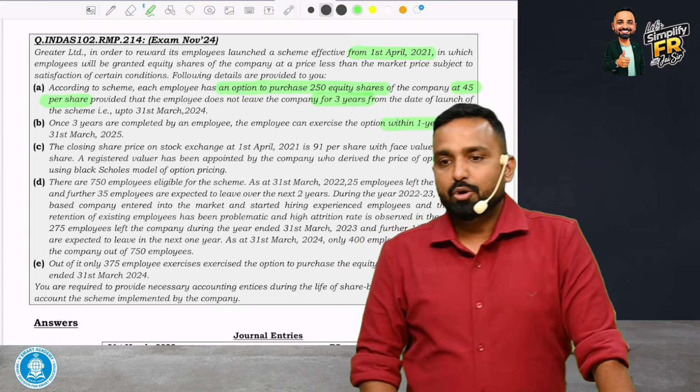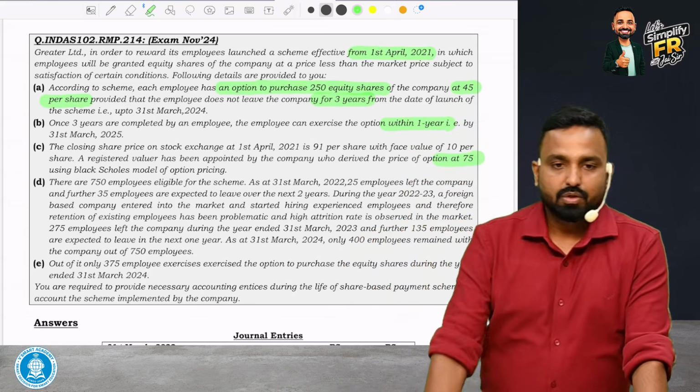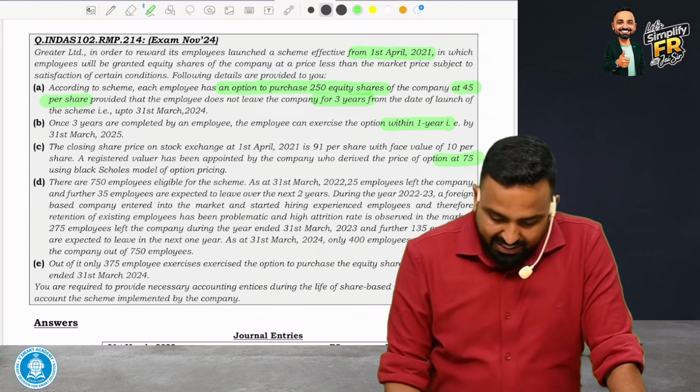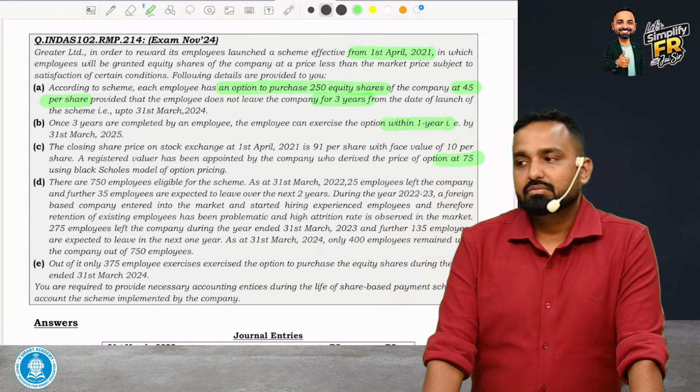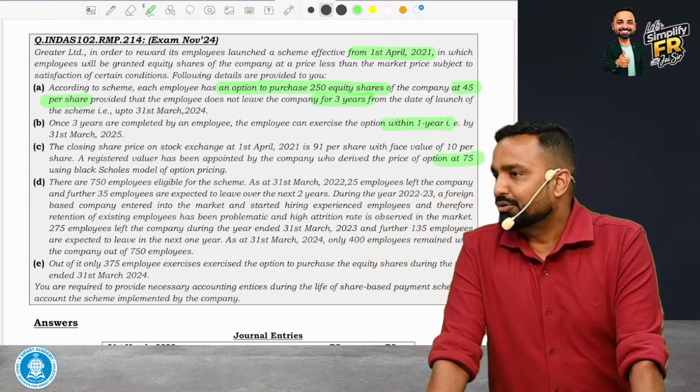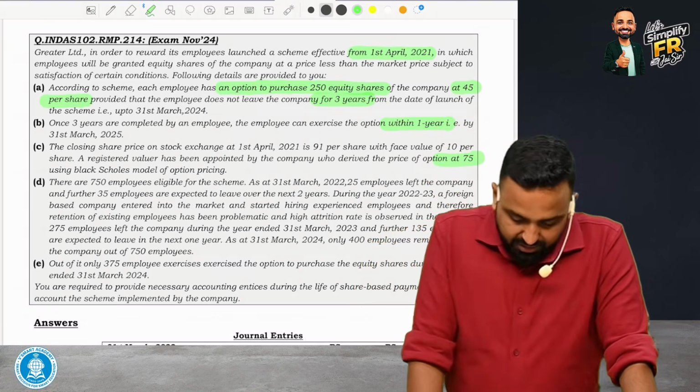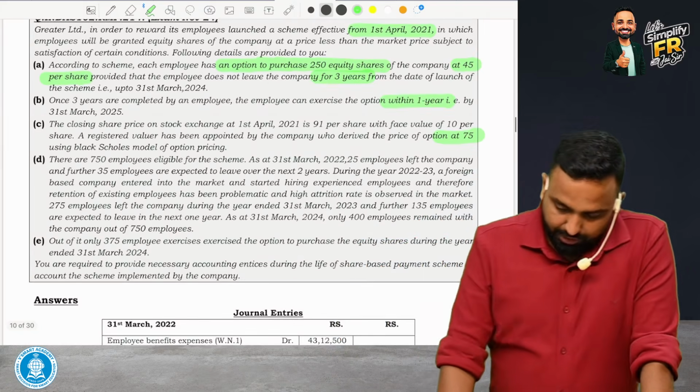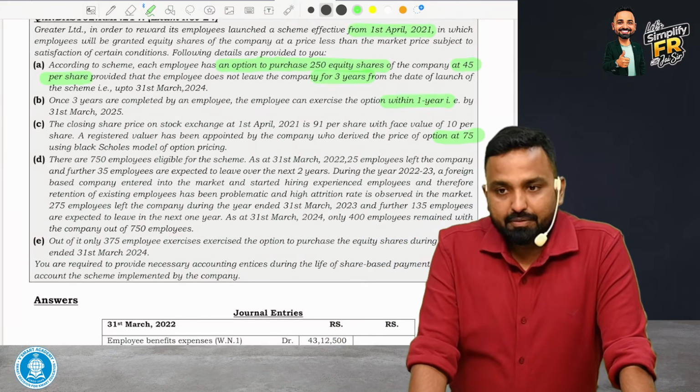What is the use of 10 rupees? Journal entry. What is the use of 91 rupees? Nothing. For accounting purposes, nothing. Ignore. Okay. Now, the next point.